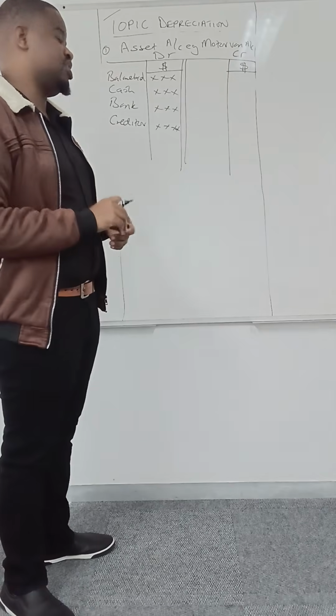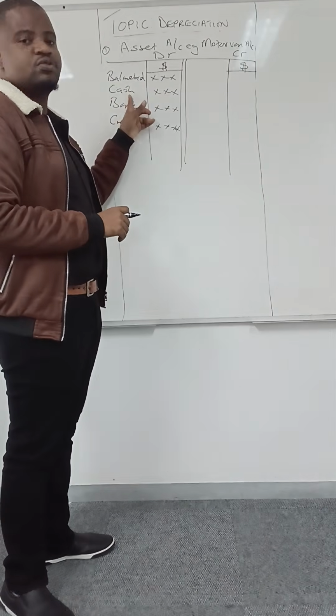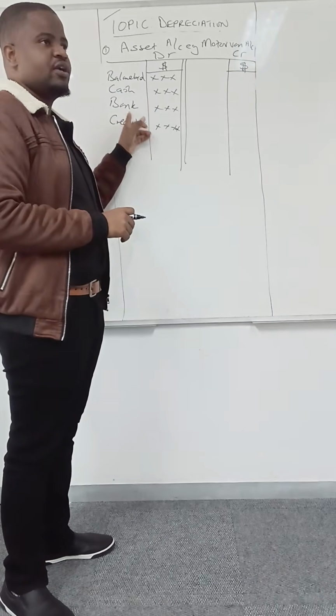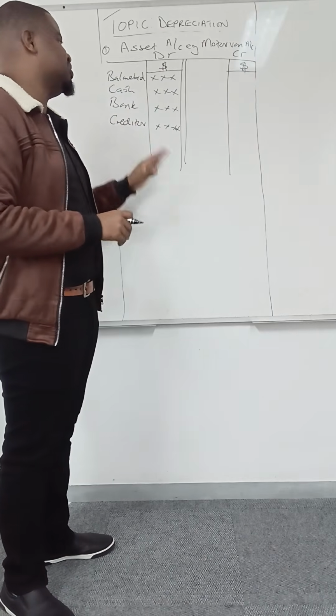So you need to be very careful. When you purchase an asset using cash, write cash. When you purchase an asset using bank, write bank. When you purchase an asset on credit, write the creditor.